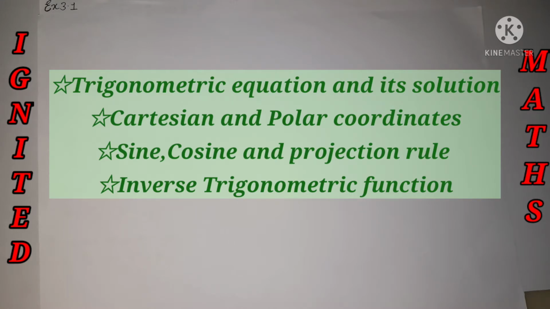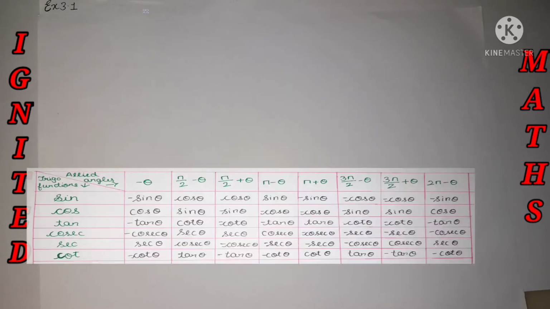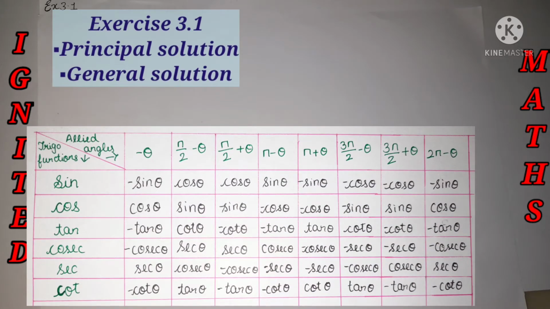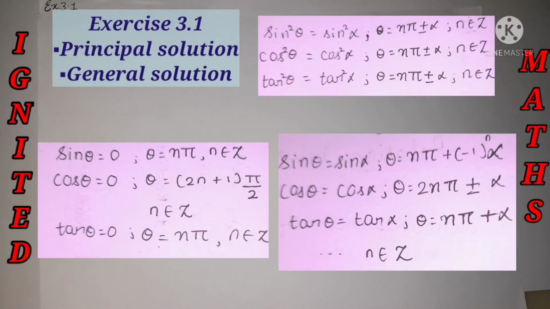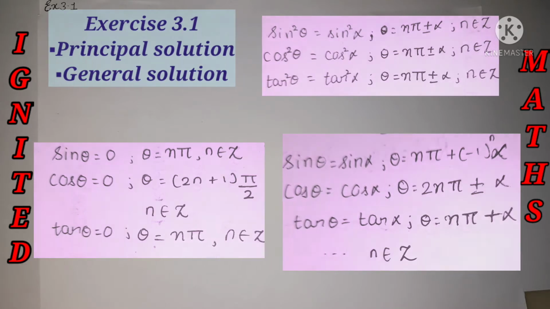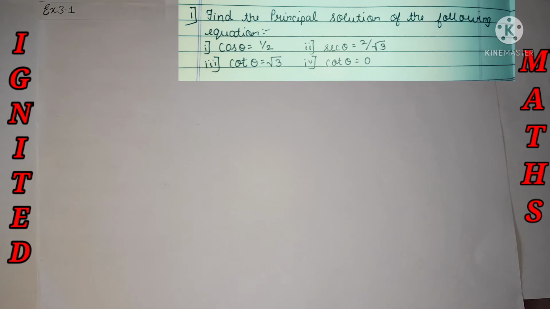So let's get started with exercise 3.1. It's based on the trigonometric equations and their solution. It's nothing but the principal solution and the general solution that we need to find. For finding the principal solution, we need to be clear with the concept of allied angles. For finding the general solution, we need to remember certain formulas. That's just displayed on the screen. Just note it down and let's get started with exercise 3.1.